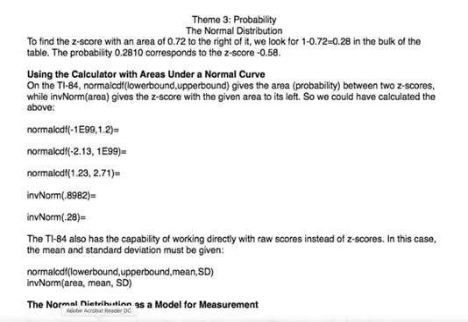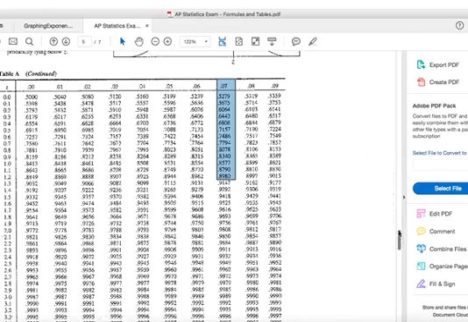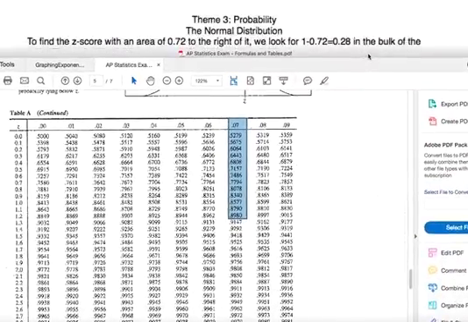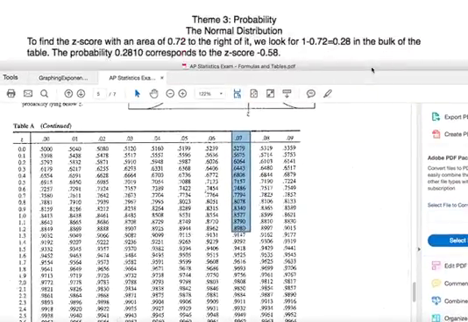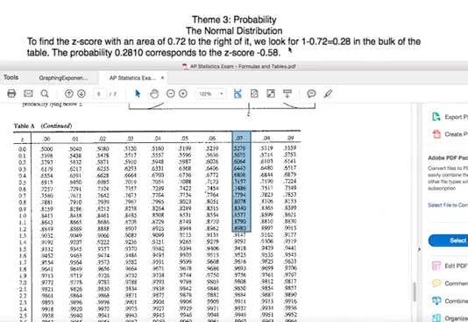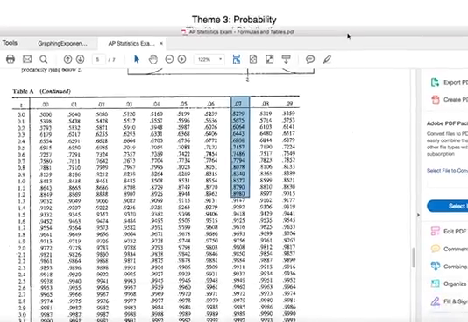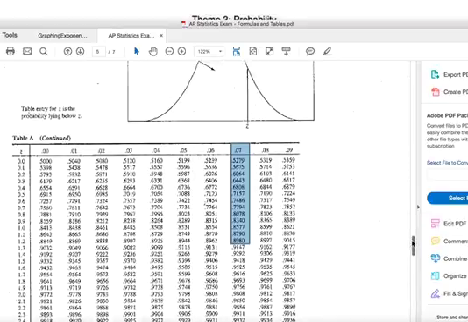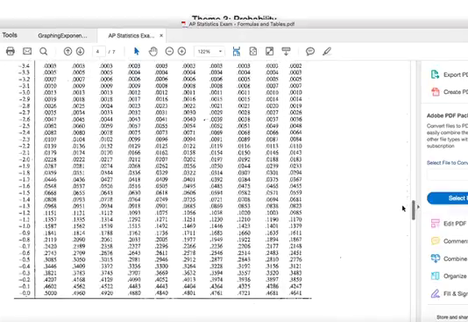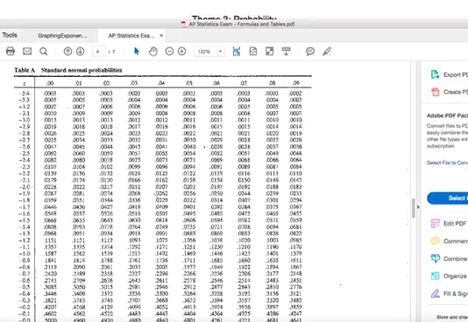So going back to the table, we are looking for 1 minus 0.72, which is 0.28 in the bulk of the table. So it's not going to be in the positives, so let's look in the negatives. Negative 1.8 is 0.03. Negative 1.9 is looking like it might be our row.